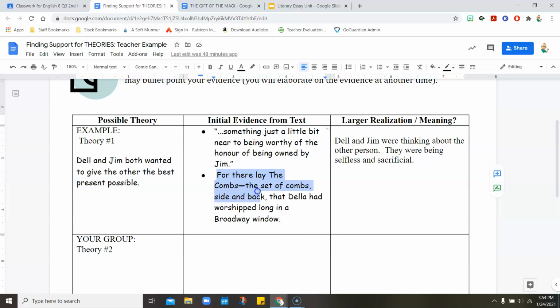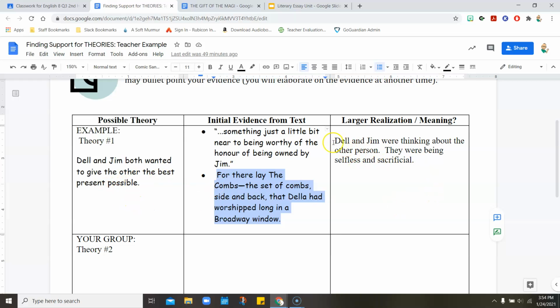Second piece of evidence that I came up with. For there lay the combs, the set of combs, side and back, that Della had worshipped long in a Broadway window. So these are combs that she was looking for her hair, and they were in the window of a shop. Okay, so these are two pieces of evidence from the text. And I could find more if I really, really, really wanted to drive the point home.